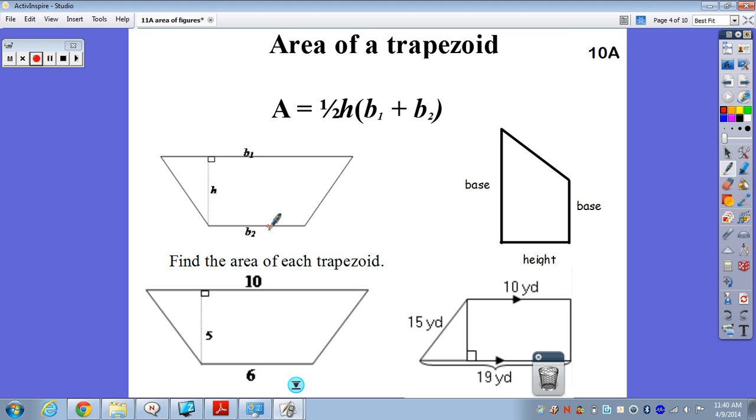The next shape is a trapezoid. So remember, a trapezoid has one pair of parallel sides, and then the other sides are not parallel. And this is the formula we use for a trapezoid. The height is the distance between the bases. And then just like we learned last time, B1 and B2 are the parallel sides, the length of the parallel sides.